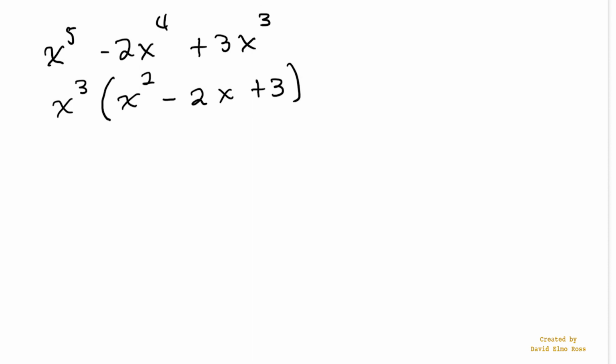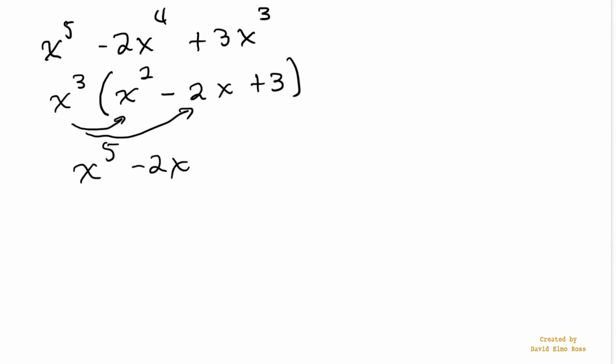To validate that this is a proper factor here, let's expand it back out. So this is x to the 3 times x to the 2, which is x to the 5. This is x to the 3 times minus 2x, which is minus 2x to the 4th. X cubed times 3, it's going to be plus 3x cubed.